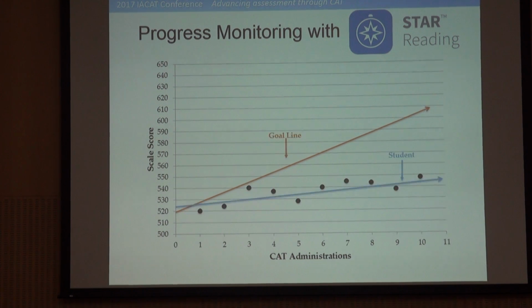This is an opposite example. The goal line is still the same. We are expecting the students to increase from 520 points to nearly 590, but the student started around 520-ish and increased so little, even after 11 administrations. So the student did not even make enough progress after 11 CAT administrations.